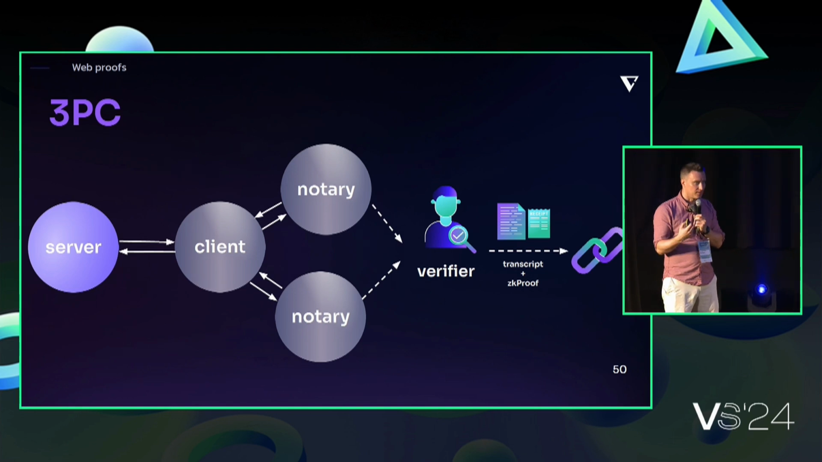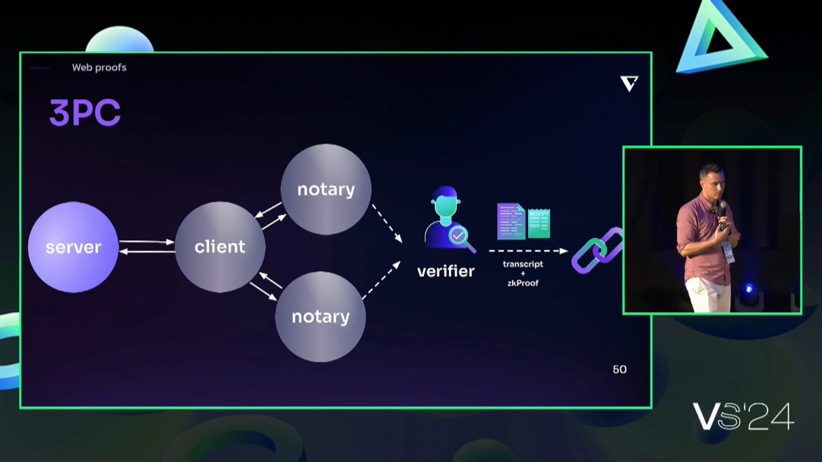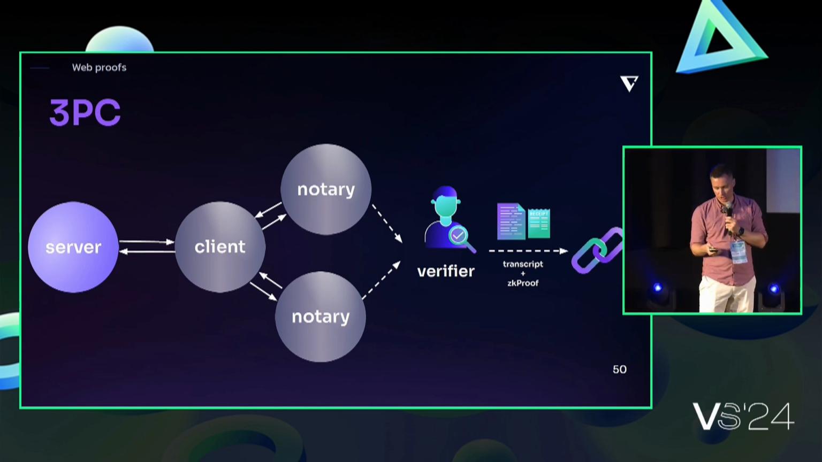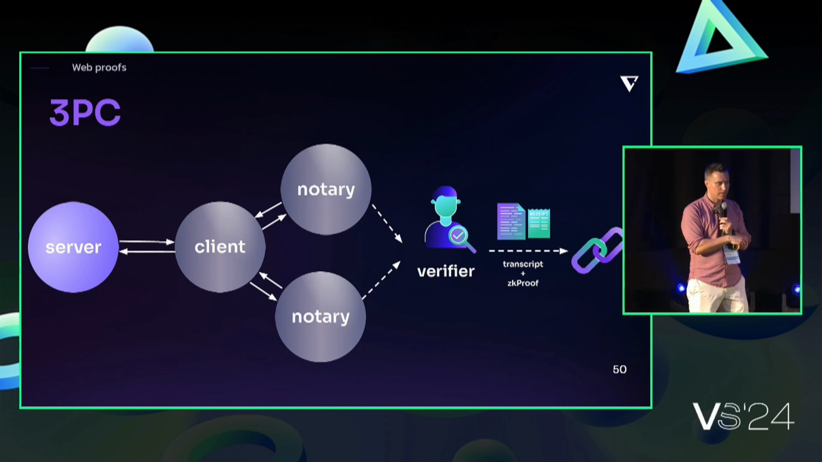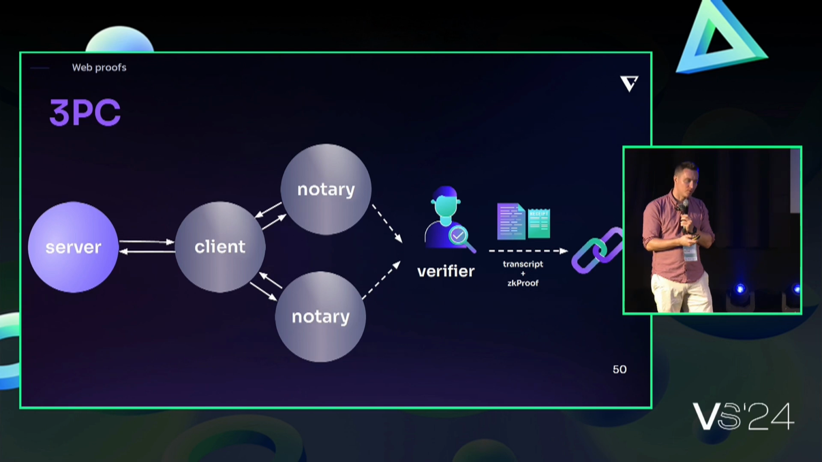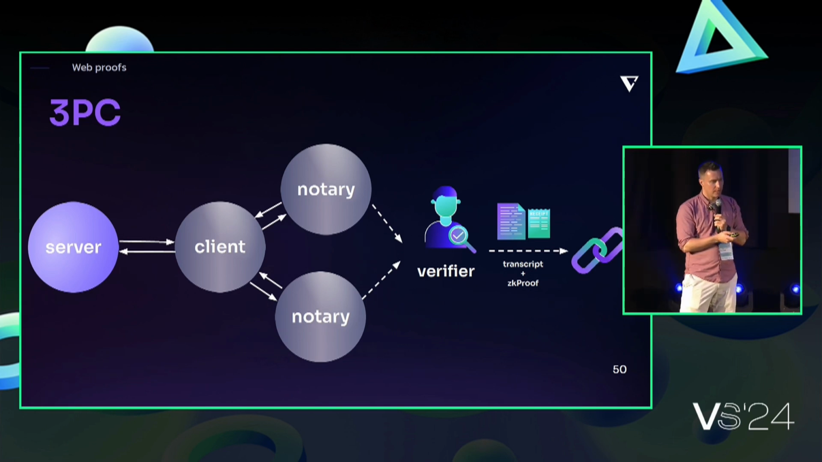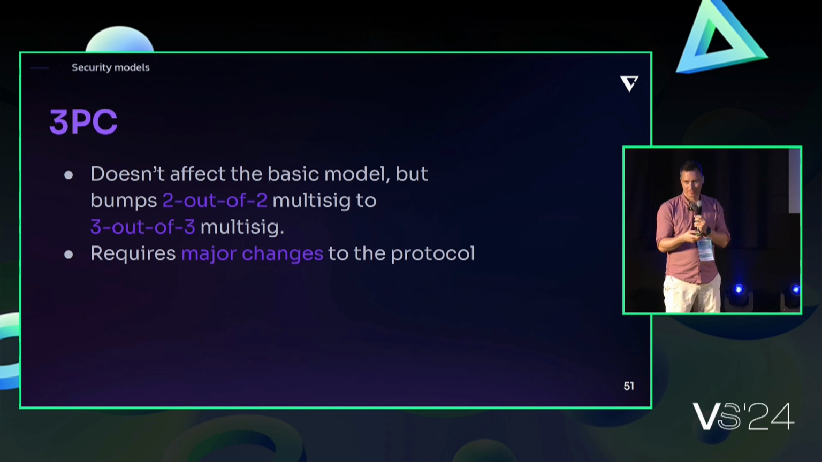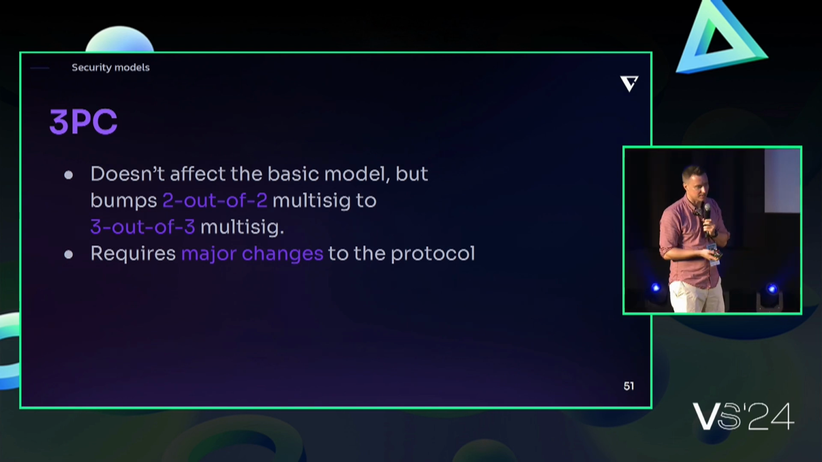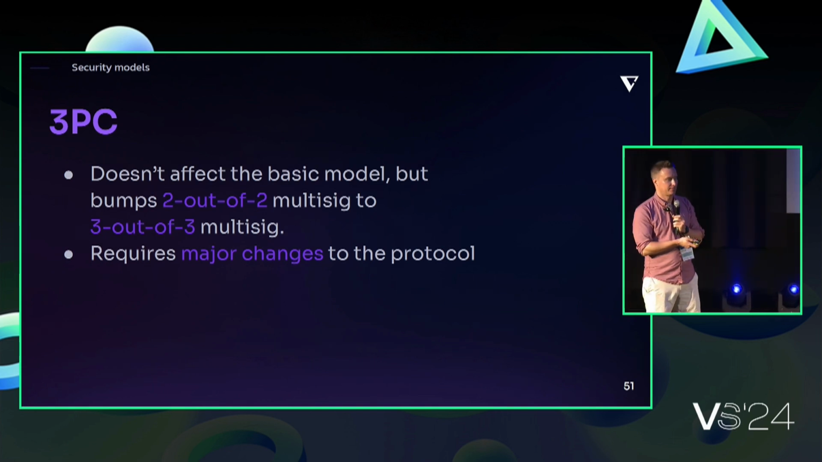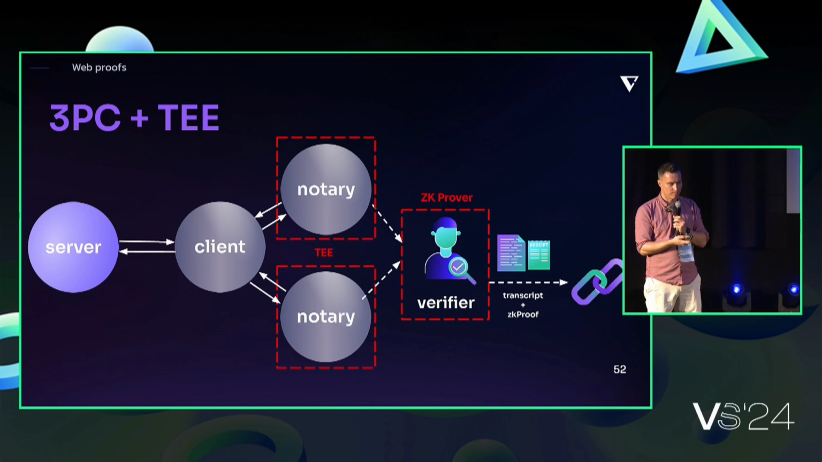So the TLS notary team is working hard to push it down, and they believe they can push it down 1 order of magnitude. When that happens, you can exchange the 2PC, 2-party protocol, into a 3-party protocol and introduce a notary, but that's going to bump the overhead again. So we're probably not able to do more than that. But the interesting thing is we're basically bumping multi-sig 2 out of 2 into 3 out of 3. Well, that requires major changes to the protocol, so that's maybe a year or 2 years ahead of us. But that's a really interesting idea, especially if we combine it with TEEs.